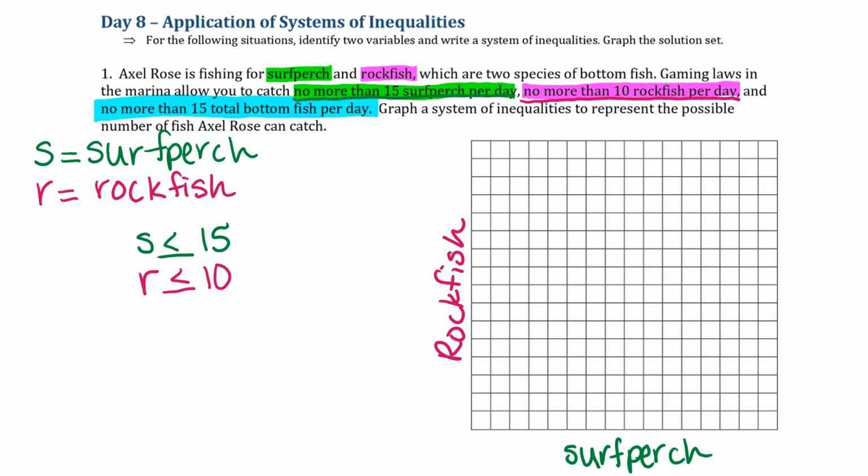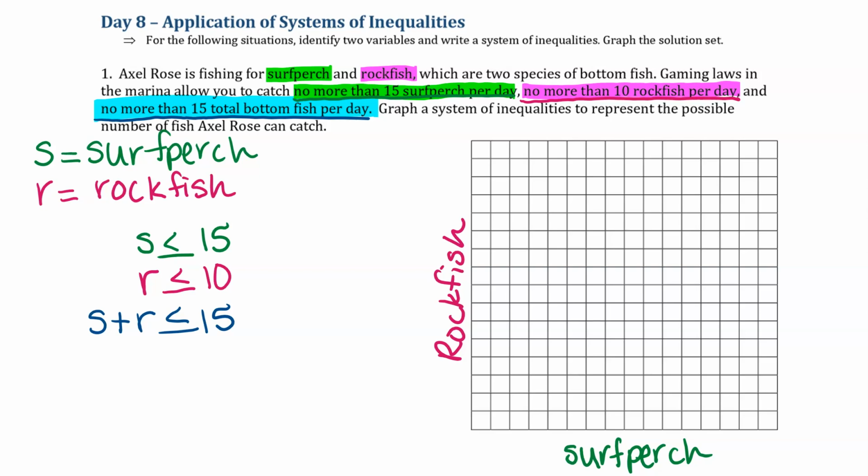Now this blue one is kind of bringing it all together. All together, I can't catch more than 15 fish per day. I can't walk out of there with more than 15 fish. I don't care if they're surf perches or rockfish, just no more than 15. So that means I have to take the number of surf perches plus the number of rockfish, and it cannot be more than 15. So S plus R has to be less than or equal to 15.